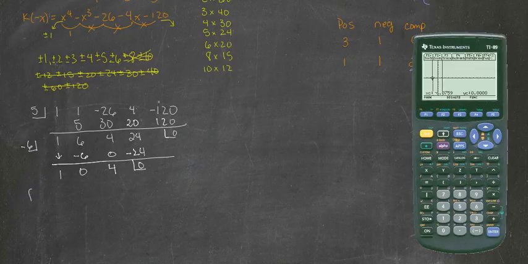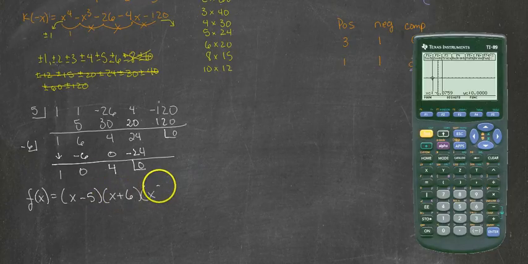So I can say that f of x can be rewritten as x minus 5 times x plus 6 times x squared plus 4.